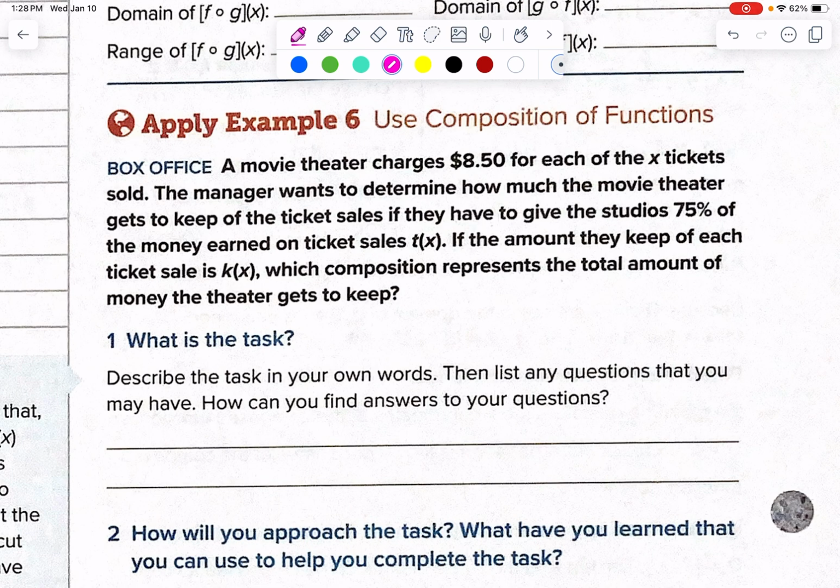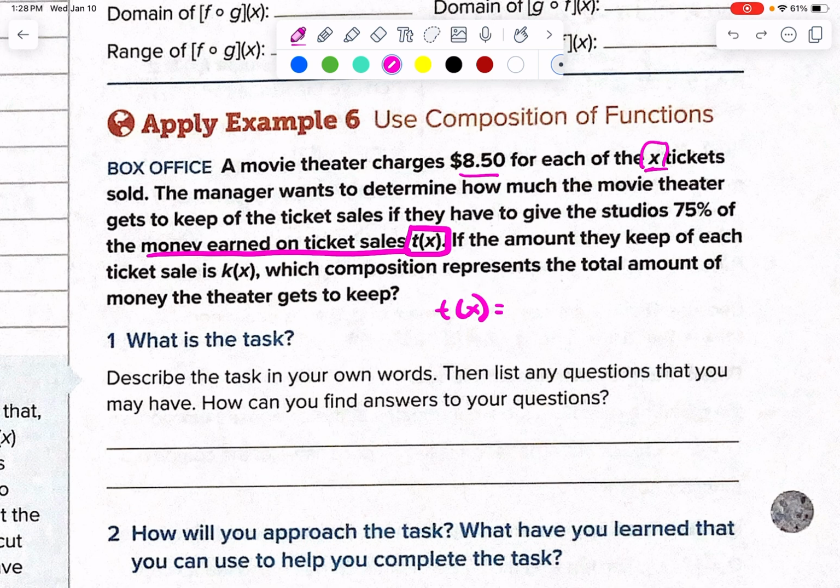Okay. So it says a movie theater charges $8.50 for each ticket. And they say X number of tickets. So I'm going to skip down here, and they say money earned on ticket sales is called T of X. So what I'm going to do is say T of X. It's kind of like F of X or G of X. It's just like your Y coordinate, Y equals, right?